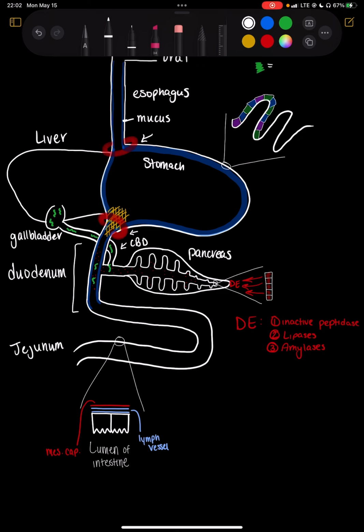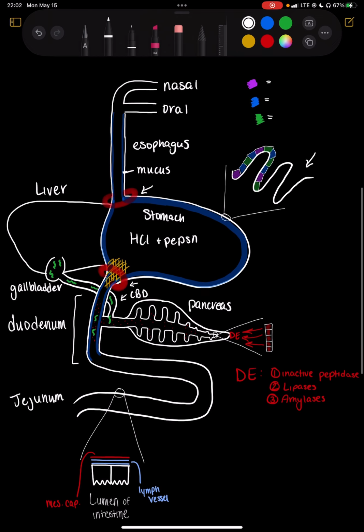In the stomach is where primarily proteins are digested. The stomach is filled with HCl and pepsin. This is due to the glands that are found in the lining of the stomach. The purple cells are referred to as the parietal cells. These cells produce the HCl. These blue cells are the mucus-producing cells. The mucus layer in the stomach is quite a bit thicker to prevent the acids from destroying the stomach.